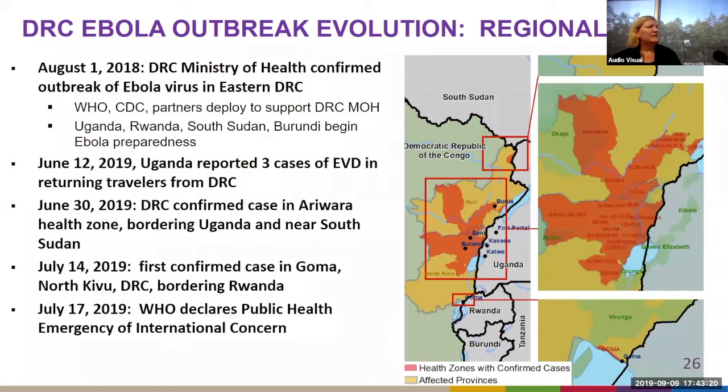And then on July 17th, the World Health Organization declared a public health emergency of international concern, or PHEIC. This took a long time. People kept thinking they were going to do this much earlier, but they were really looking for it crossing into a neighboring country, which finally had happened in Uganda. But it shows the importance of countries being prepared and being able to respond if there was a potential case or a confirmed case.